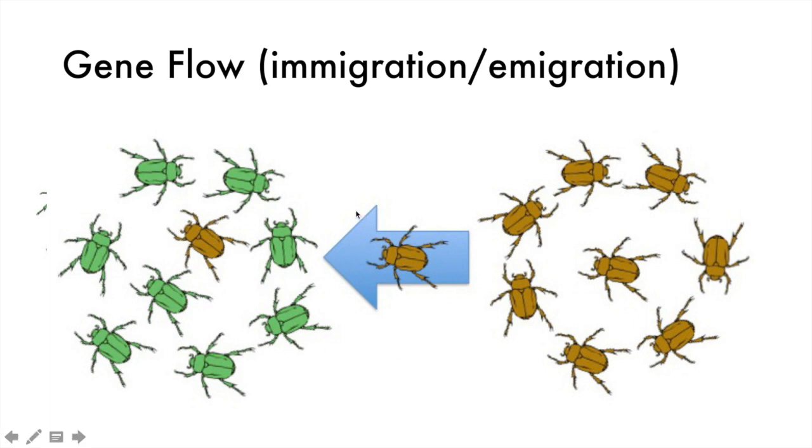So in this population over here on the left, we get some immigration, and this brownish beetle is going to introduce brownish heritable genes into this population of green beetles.